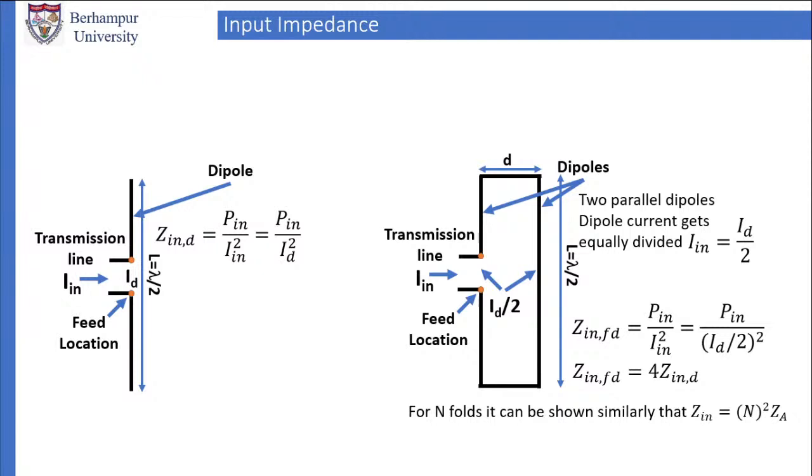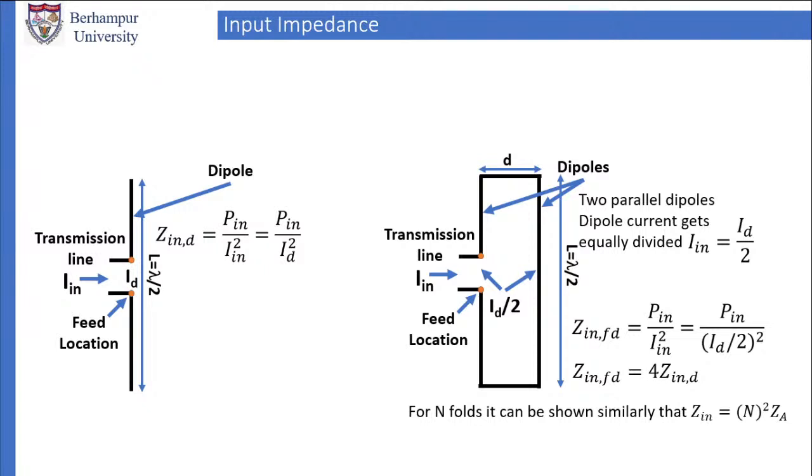If I_in is equal to I_D by 2, let us use that in calculating the input impedance Z_in. So Z_in is equal to P_in, the input power. Power will not change, the same power we are giving. Therefore power has not changed. So P_in divided by I_in squared. And now what is I_in? I_in is equal to I_D by 2. So I_in squared is I_D squared by 4.